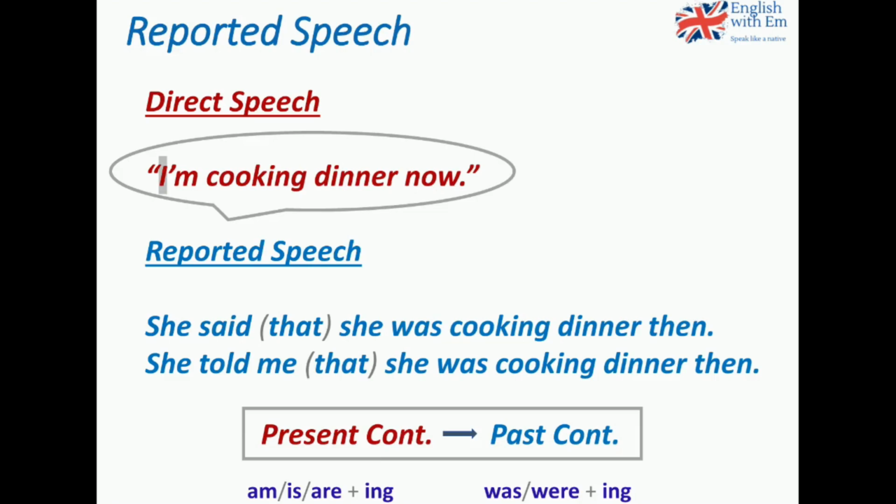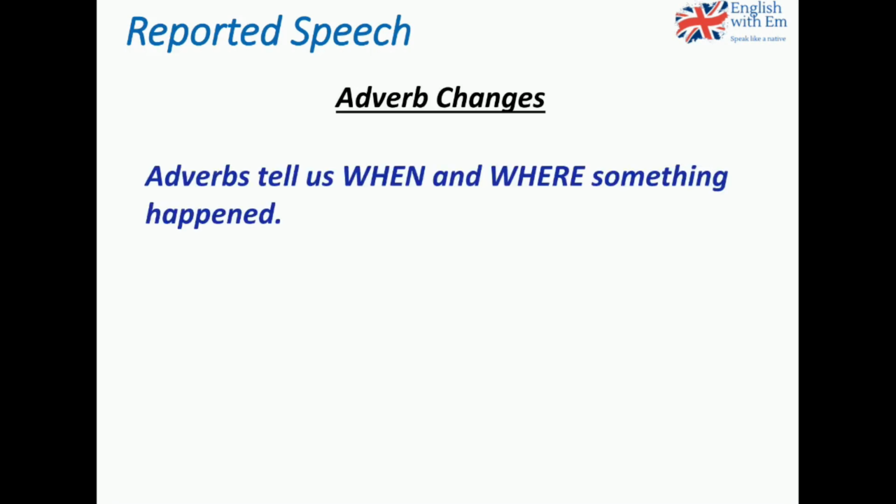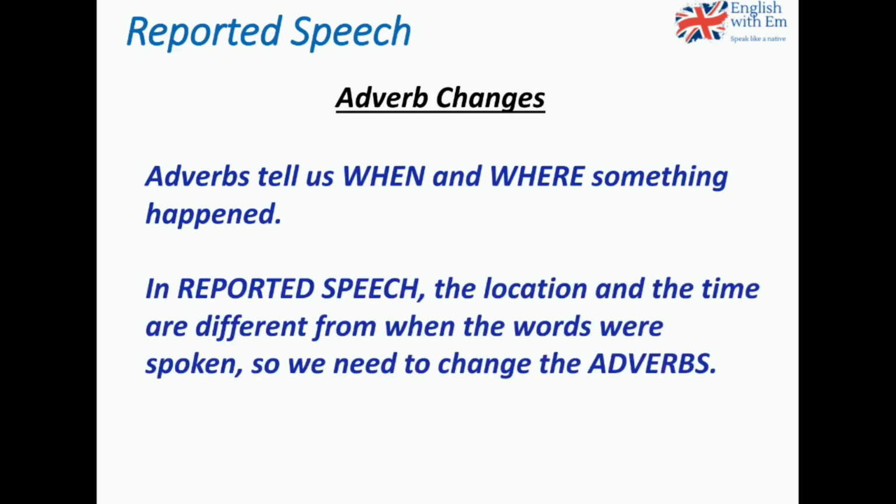So we're shifting our pronouns. I becomes she, and am cooking, we backshift, was cooking. Now you might have noticed that there's another difference here. Now becomes then. But why? This is because in reported speech, the adverbs need to change. Adverbs tell us when and where something happened. In reported speech, the location and the time are different from when the words were spoken, so we need to change the adverbs.